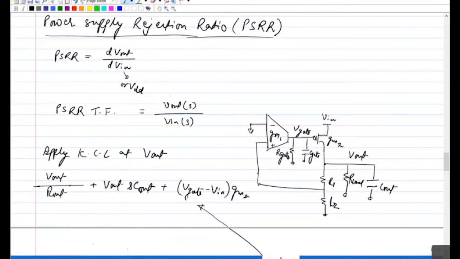So which means if somehow I make sure that when VIN is changing, the gate also follows the same, which means the effective VGS remains 0. The AC voltage you are applying across the gate and source remains 0. Then what would happen? Then it will improve your PSRR. Then you won't have any GM component because effective VGS is 0. Then your current through GM2 will also be 0.